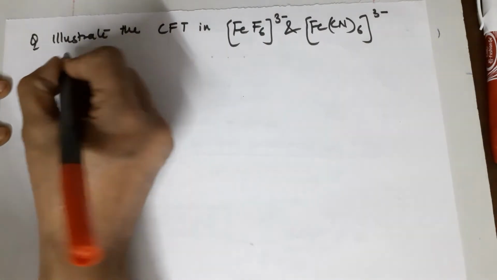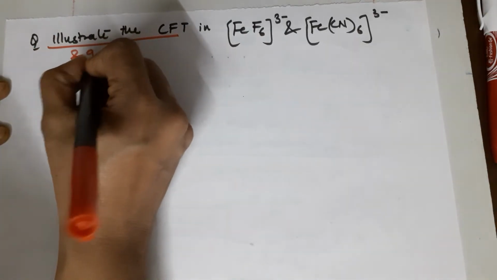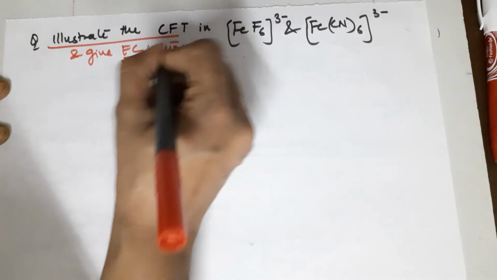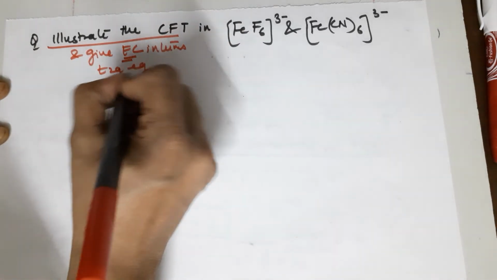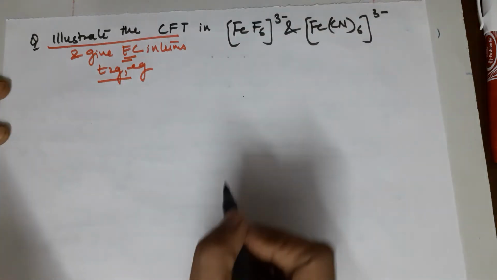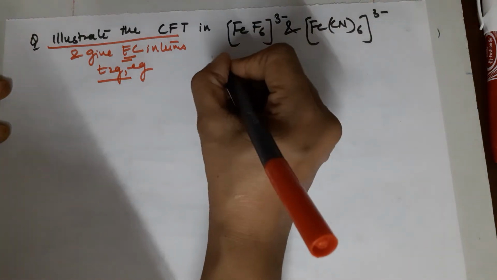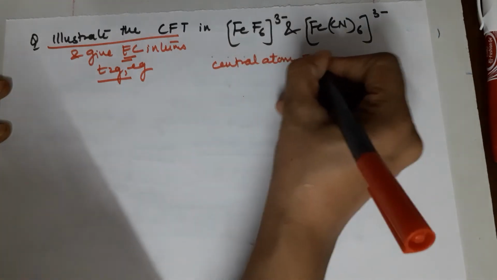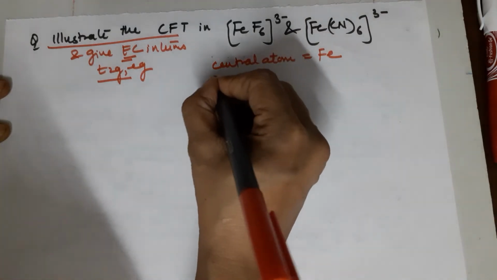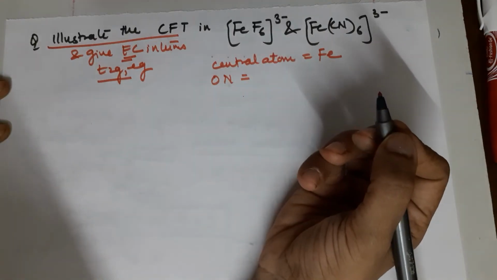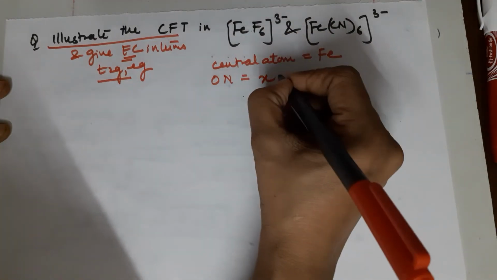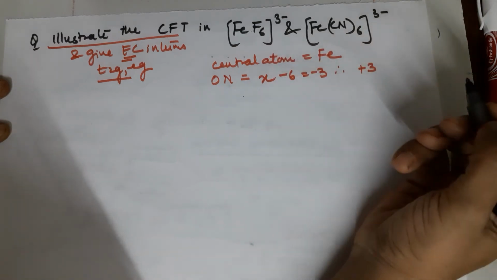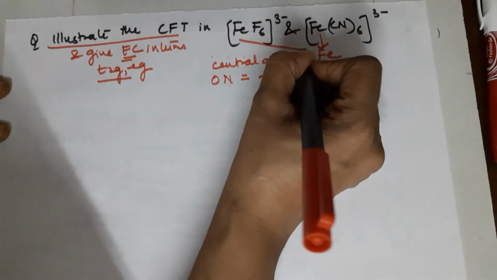The question says you have to illustrate the crystal field theory and give the electronic configuration in terms of t2g and eg for these two complexes. Now have a look at these two complexes. What is the central atom? Your central atom is iron. What is the oxidation number of iron? It comes out to be, please check, x minus 6 is equal to minus 3, therefore it is +3. And you can see it is the same in both of them.